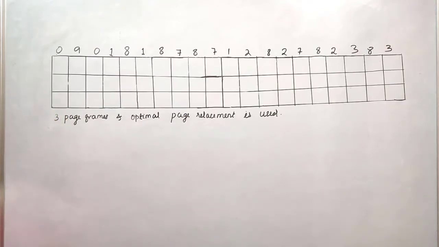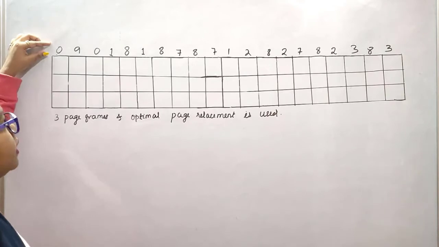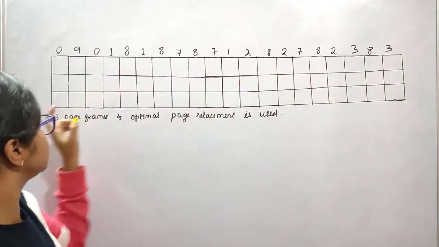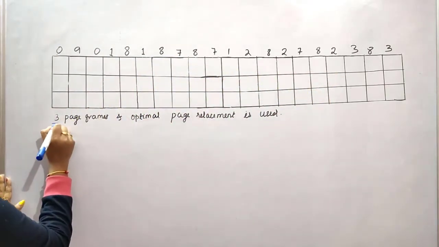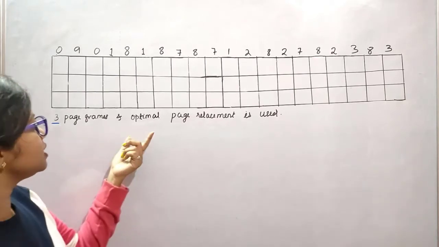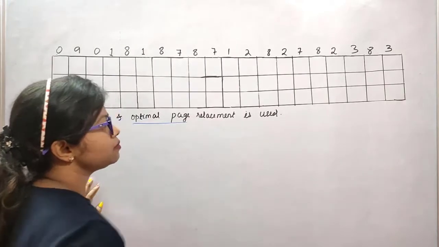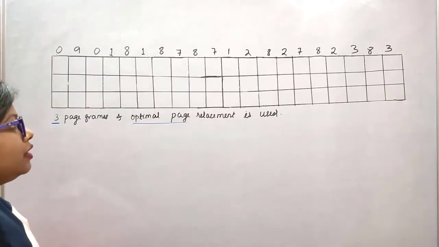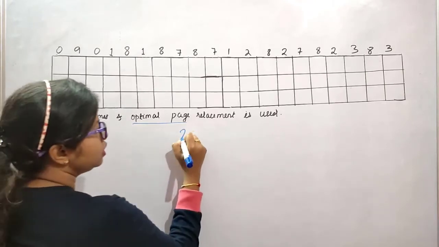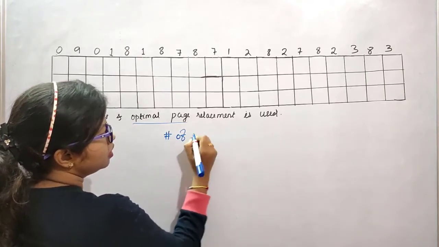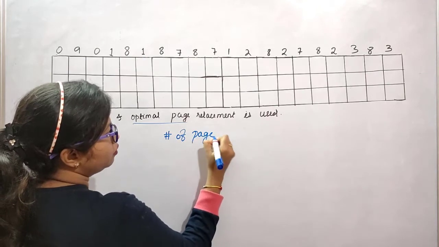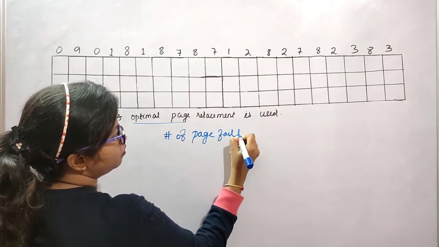So what is given here? They have given one reference sequence, then the number of page frames is given, and they are saying to use the optimal page replacement algorithm and find the number of page faults. Okay, we have to find the number of page faults here.